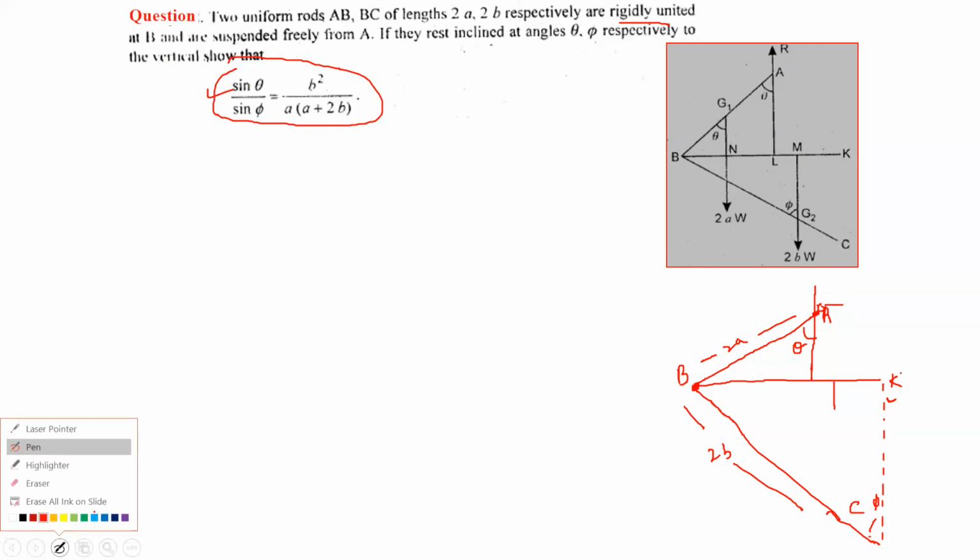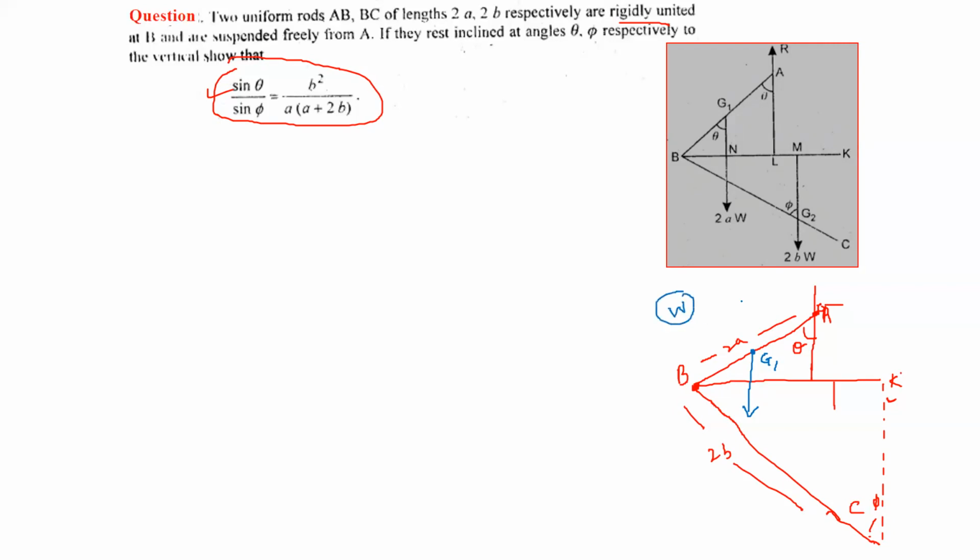So now what to do? Firstly, we make the forces which are available on this body. First, the weight of the rod AB. It is a uniform rod, so it must act at the midpoint. The center of gravity is G1, and it will act vertically downwards. We have supposed that per unit length weight of both the rods is W. So the total weight of this rod is 2aW because its length is 2a.